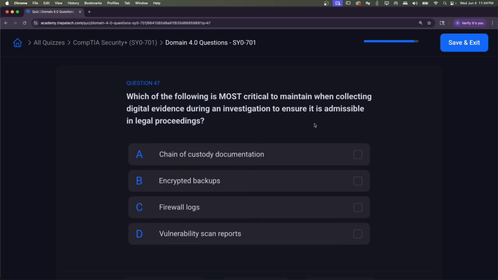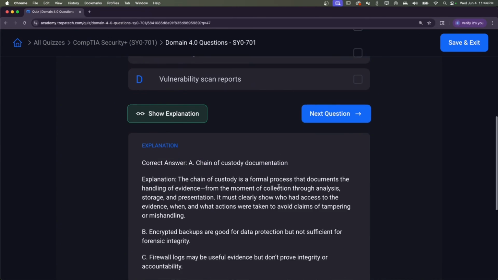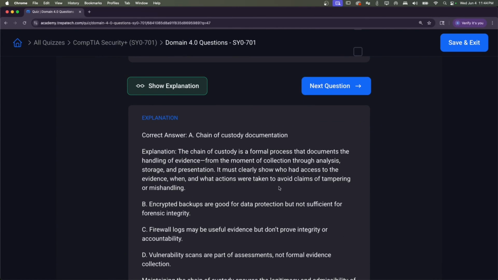Question 47. Which of the following is most critical to maintain when collecting digital evidence during an investigation to ensure it is admissible in legal proceedings? That's going to be our chain of custody, making sure that we're handing off our data that's going to be part of these digital forensics that could be in court properly with the right paperwork and the right integrity.